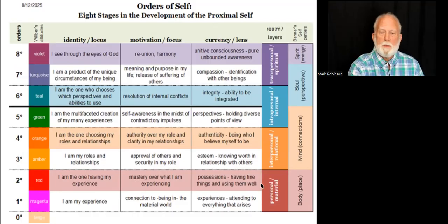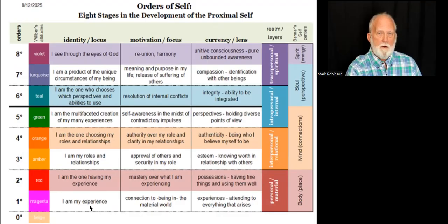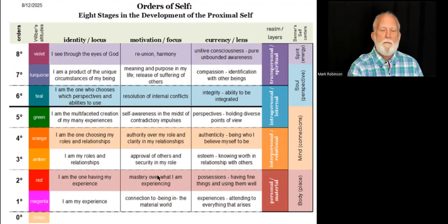So for example, when we look at the personal or material realm, my sense of who I am is I am my experience at first order. Whatever's happening is what there is. That's me. I am cold. I am hungry. I am tired. At second order, I am the one who's having the experience. And so what I can do is make choices so that I have mastery over it. I'm going to change what I'm doing so that I can actually change what my experience is. At second order, I'm making choices that impact first order.